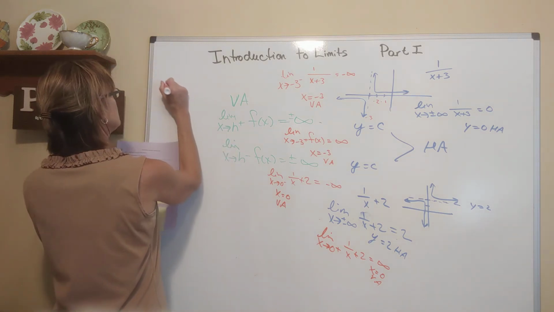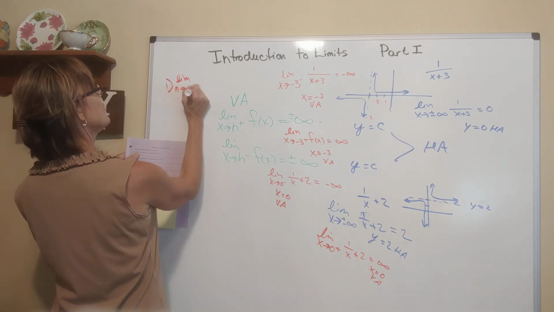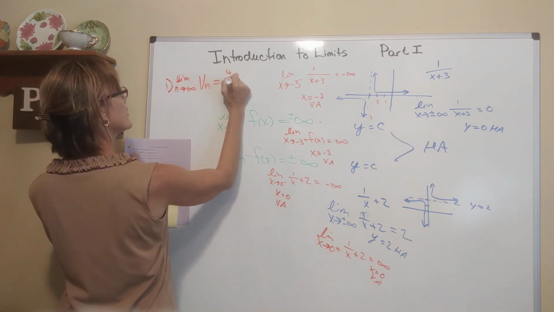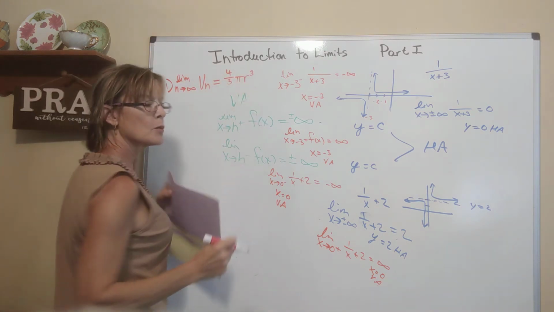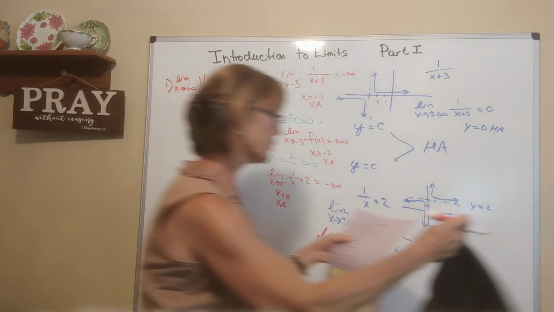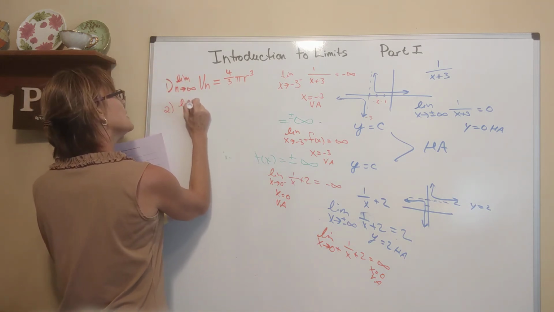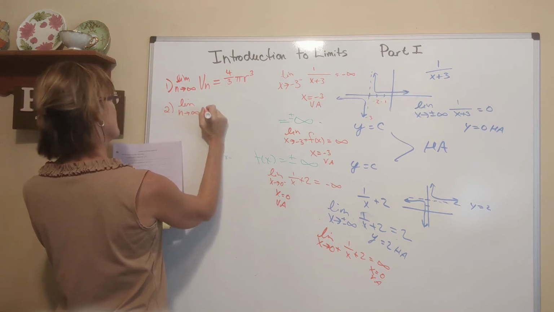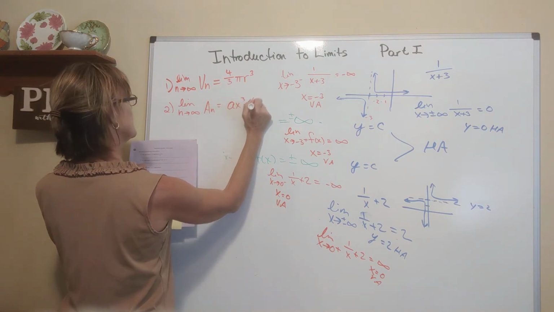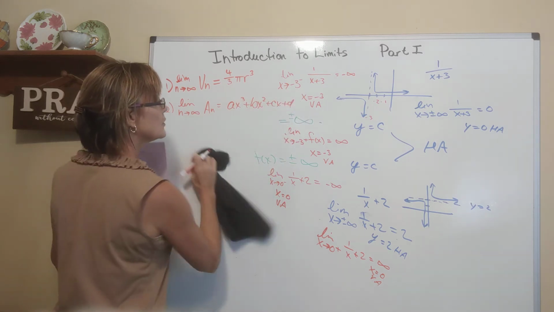Number 1, we'd say the limit as n approaches infinity of V of n is equal to 4/3 pi r cubed. That's how we would do the first one. The second one, as n approaches infinity, a sub n approaches this expression. So for number 2, we'd say the limit as n approaches infinity of a sub n is equal to ax cubed plus bx squared plus cx plus d. That's how we would do number 2.